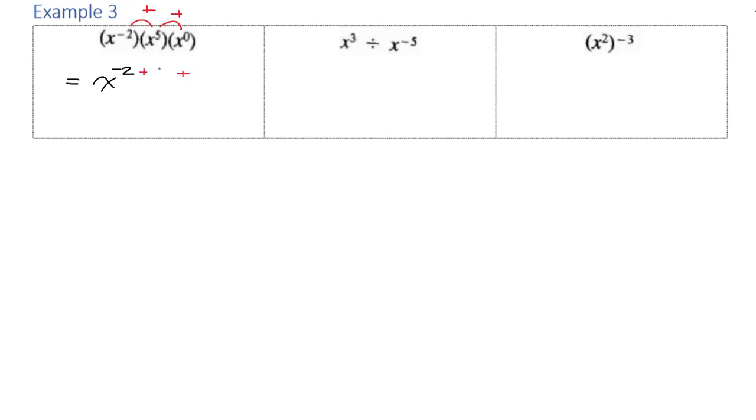Don't go, oh, it's the power of 0, so everything's 1. No, not everything is 1. You're basically saying, let's add the exponents up. Negative 2 plus 5 plus 0 is 3. Done. Notice how I didn't get into flipping stuff right away, making it more complex on myself.